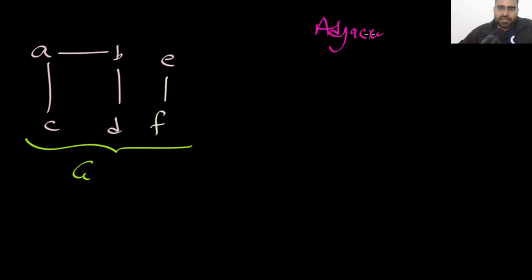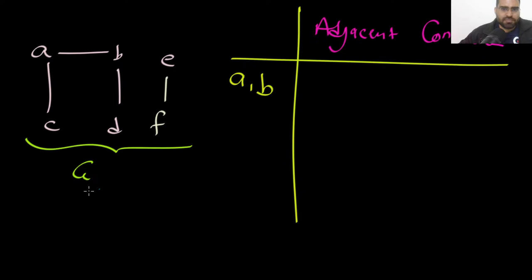Are these connected? Are these adjacent? For example, what about A, B? Are they adjacent? Yes, they are adjacent. Yes, they are connected. If there is an edge, then there is a path. Every edge is a path. So yes, they are connected.